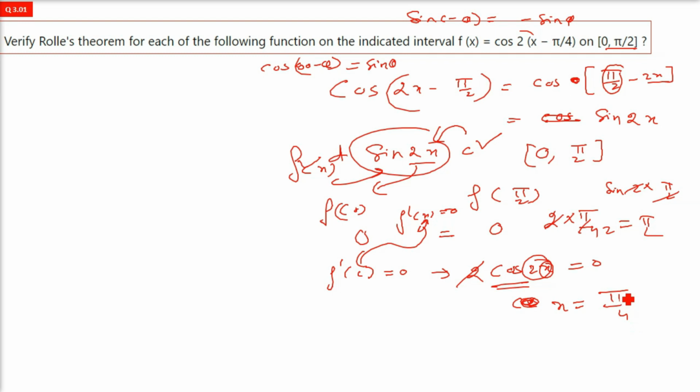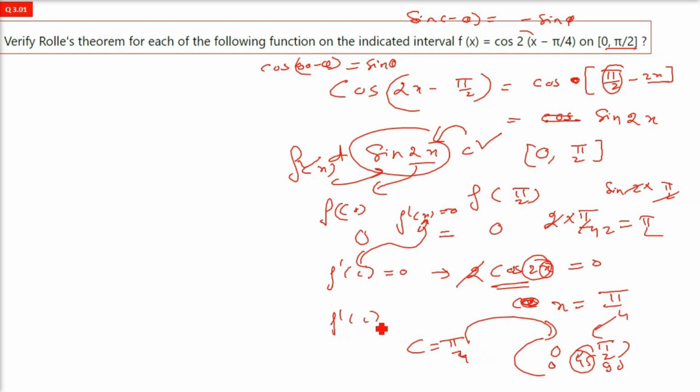Now you have to check whether this pi by 4 is actually lying between 0 and pi by 2. Yes, because 0 is 0, pi by 2 is 90 degrees, and pi by 4 is 45 degrees. That means we have c as pi by 4, and that belongs to (0, pi by 2). So all the conditions of Rolle's theorem are satisfied, and we have found the value of c also, which is pi by 4 in this case.